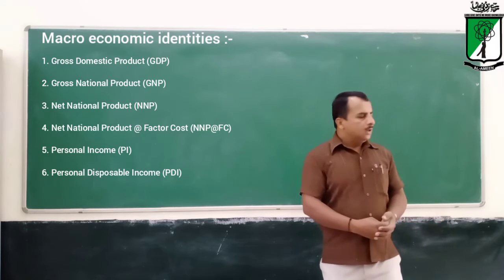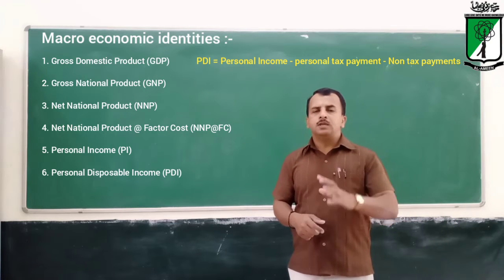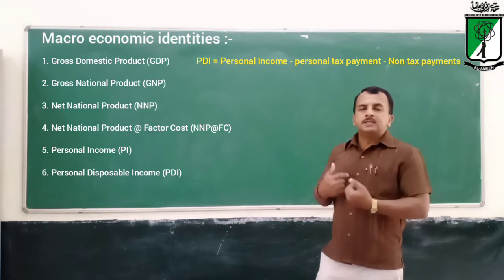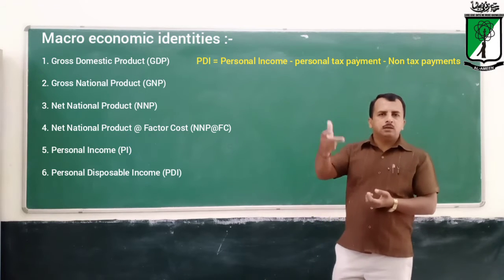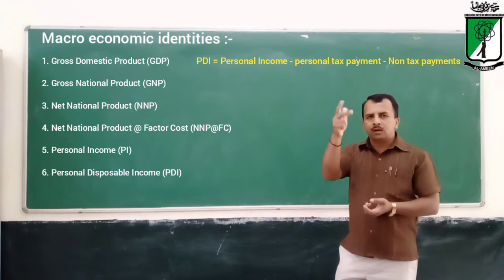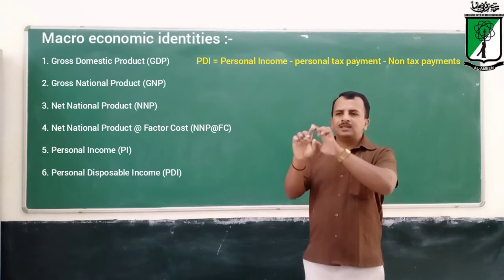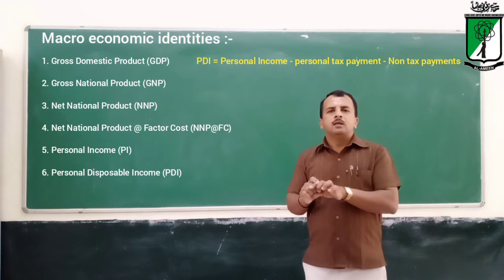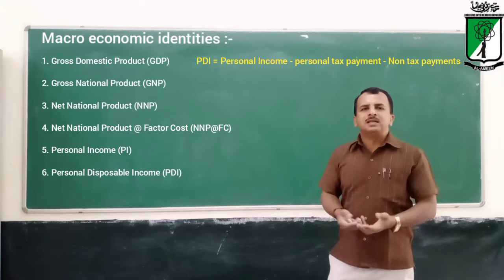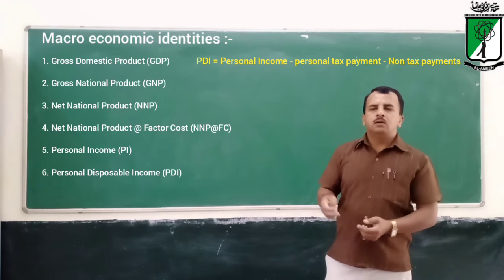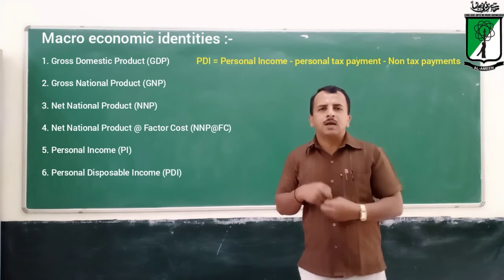Then finally, it is about personal disposable income. See, personal income is different, personal disposable income is different. Anybody who has a doubt about the previous session can clarify now. Personal income shows you your actual income. In that income, you need to minus your own personal taxes, which you need to pay to the government as personal income tax.